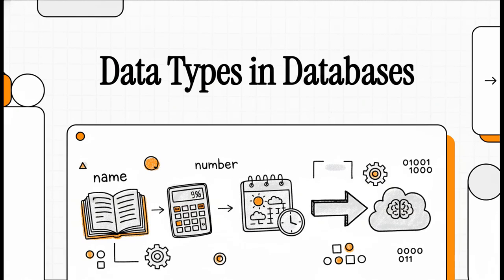Hey everyone, and welcome. Have you ever wondered how a database just knows the difference between a name, a number, or a date? Well, it's not magic. It's all thanks to something called data types. They're kind of like the secret ingredient that makes every database smart, fast, and super efficient. So let's dive in and see how it all works.